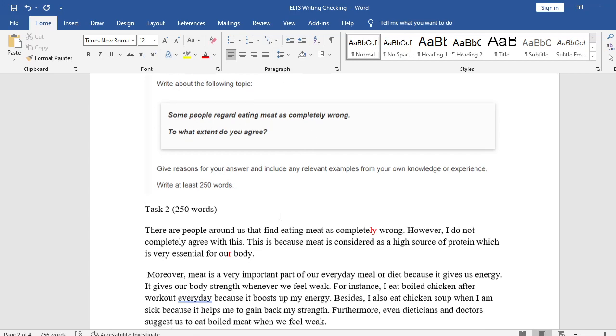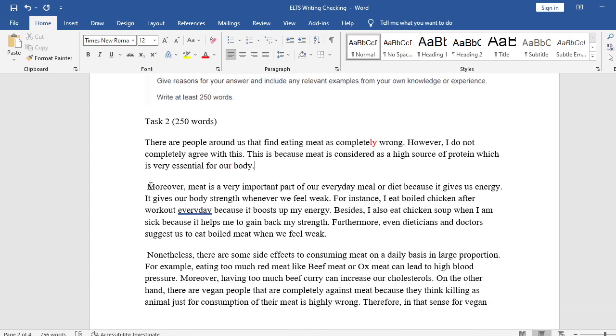agree with this statement. Next, in the first body paragraph: moreover, meat is a very important part of our everyday meal or diet because it gives us energy. Okay, so in the very beginning body paragraph, I would not recommend starting with moreover, because when we say moreover, we say that we are adding another point. But our introduction is just an introduction, right? It should only give us an overview of the entire writing. So this should not be the first point.